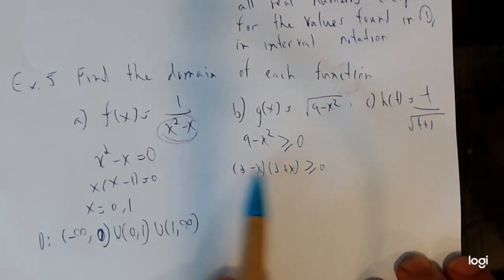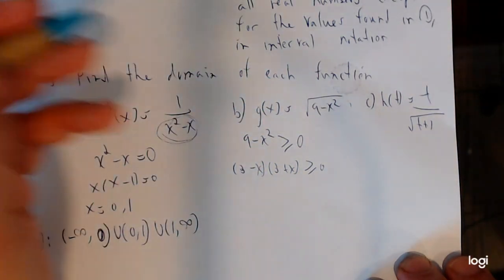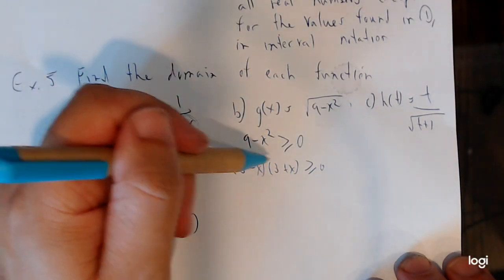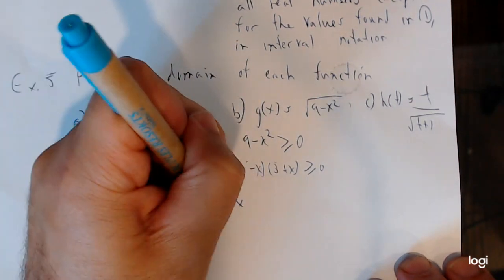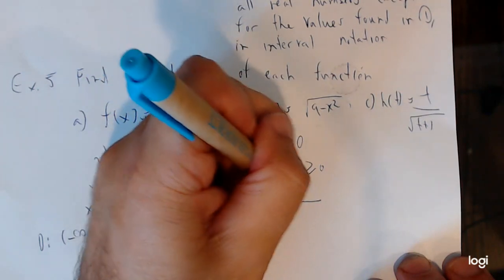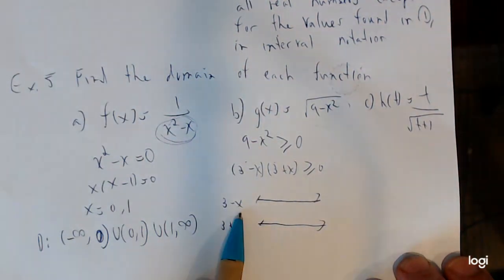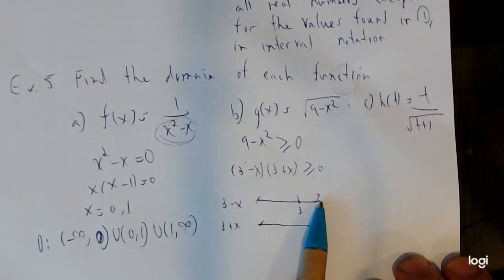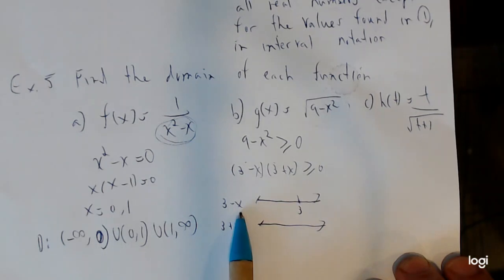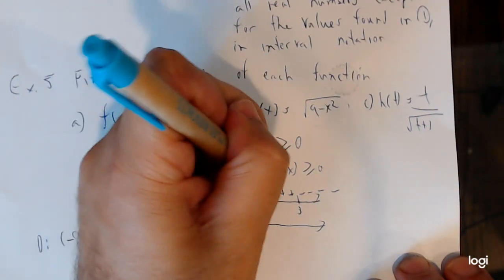Now, what do I want? I want to make sure that these products are greater than 0. So one way of doing that is we want to know when is 3 minus x times 3 plus x greater than 0. So what I do is I take each factor and make a sign chart for them. Where is 3 minus x equal to 0? It's equal to 0 at 3. Now when I move to the right of 3, like 4, 5, 6, and I plug them in there, those are going to give me negative numbers. When I move to the left, they're going to be positive numbers.